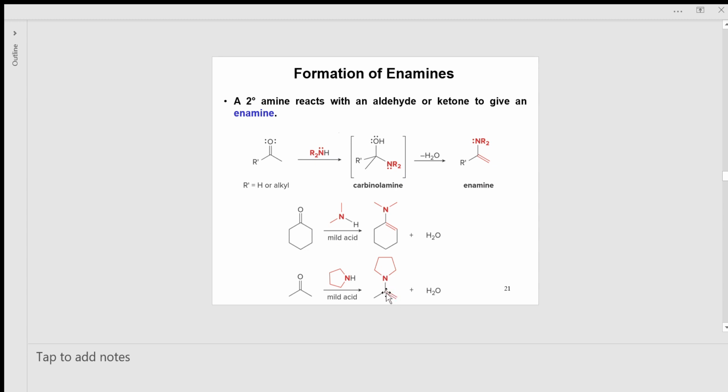This first carbon is the carbonyl carbon. The second carbon here is the alpha position of this carbonyl group. Those two carbons will have a new carbon-carbon double bond. That's the final product. It's called an enamine. So this is N, carbon-carbon double bond. You see this part is still an amine, so that's why this molecule is called an enamine.